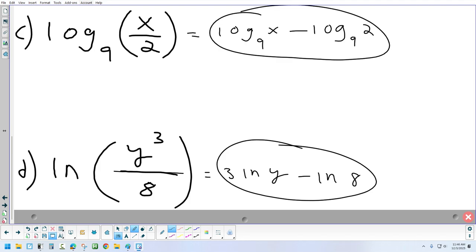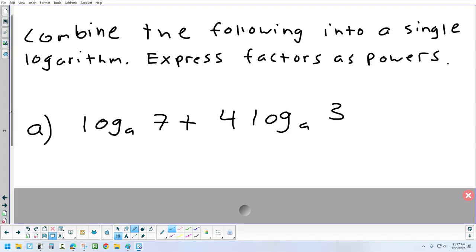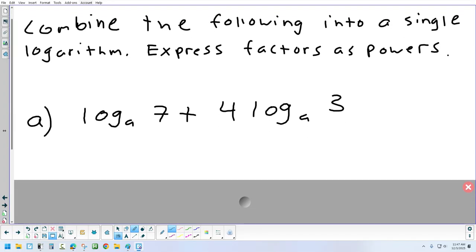So any questions on the splitting part? Okay, so now we'll do the combining. It says combine the following into a single log, express factors as powers. So now they're telling you if you have something in front, put it back as an exponent. So we're doing everything we did in reverse.